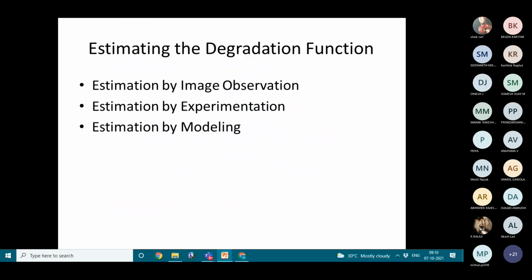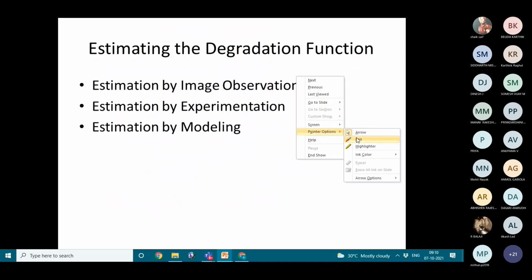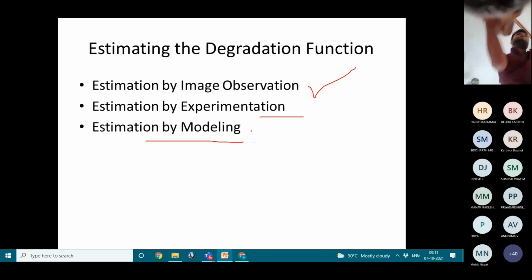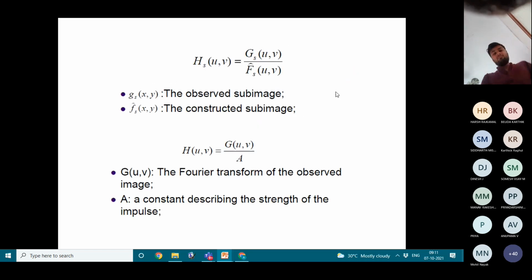So how do we estimate the degradation function? We have three ways. First, we can estimate by observing the image. If we observe the image, we will get to know whether there is any noise, whether it is salt and pepper noise or due to blurring. Second, we can estimate by experimentation, and third, we can perform the estimation by modeling. We are going to discuss modeling now.